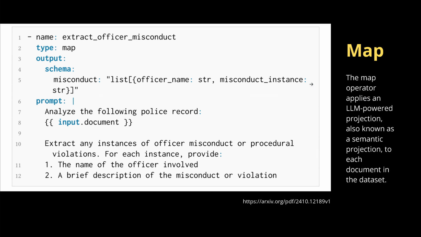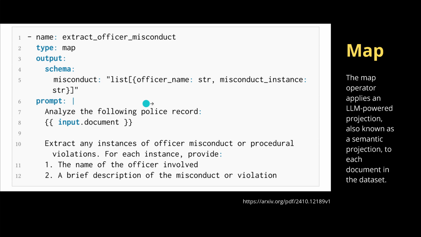So let's have a very short look. You know the map operation. Hopefully a map operator applies an LLM-powered projection. We know this as a semantic projection to each document that we have in the data set. And you see it is rather simple. Our map is simply defined by an output schema with a particular structure. And we have a prompt.